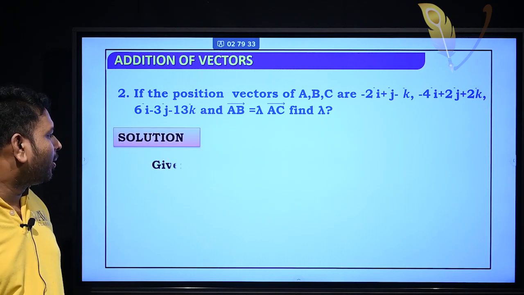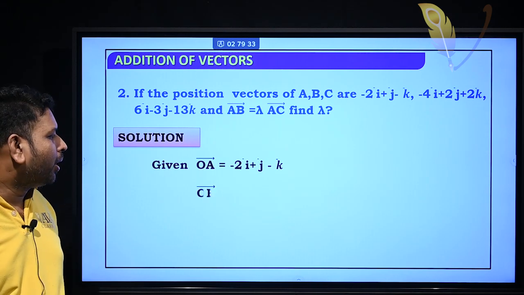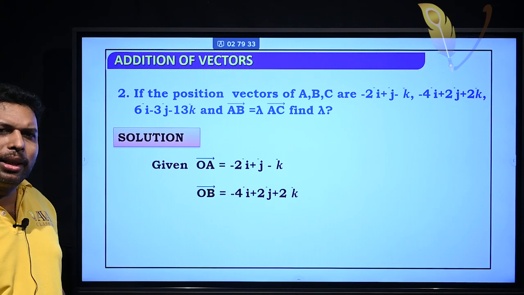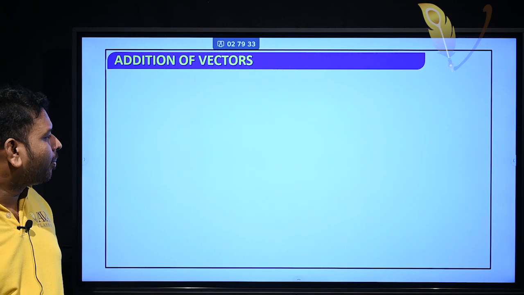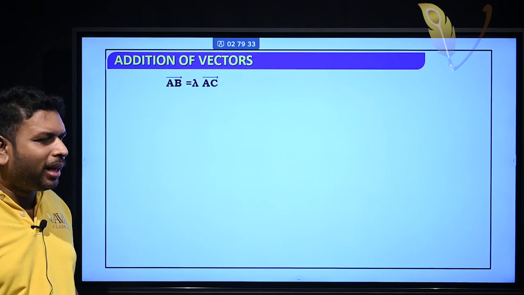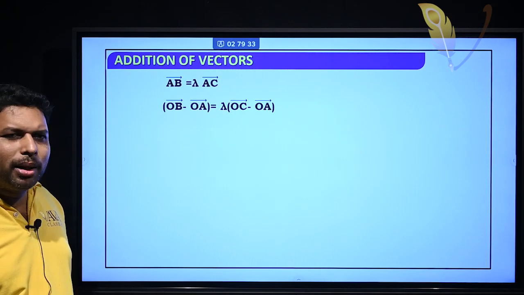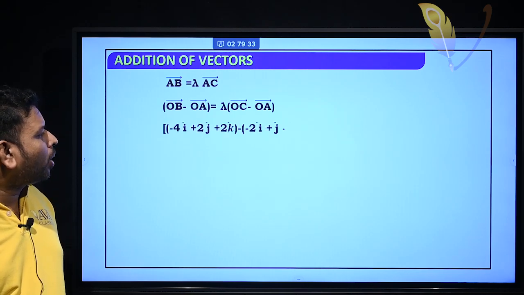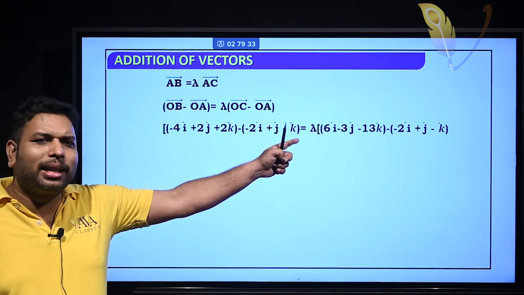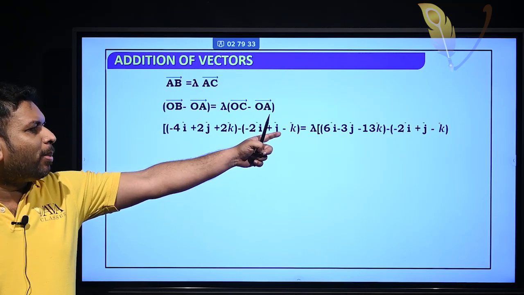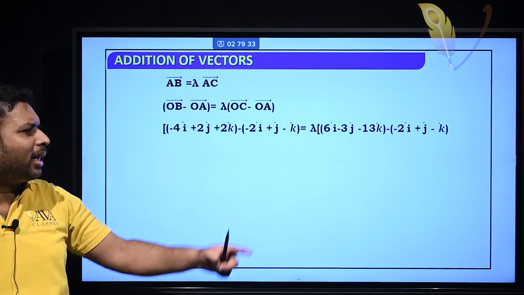So solution, given OA equal to minus 2I cap plus J cap minus K cap, OB equal to minus 4I cap plus 2J cap plus 2K cap, OC equal to 6I cap minus 3J cap minus 13K cap. Now AB equal to lambda AC. AB equal to OB minus OA equal to lambda times OC minus OA. That is minus 4I cap plus 2J cap plus 2K cap minus of minus 2I cap plus J cap minus K cap equal to lambda times 6I cap minus 3J cap minus 13K cap minus of minus 2I cap plus J cap minus K cap.